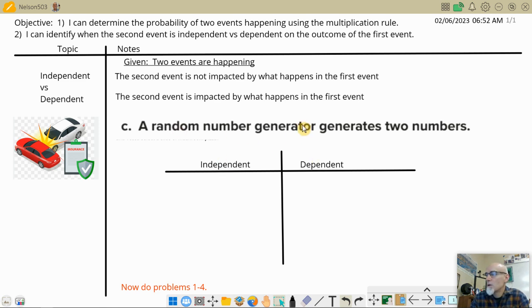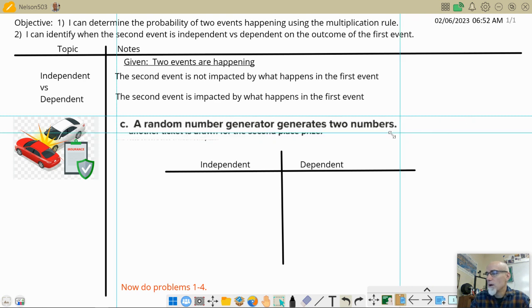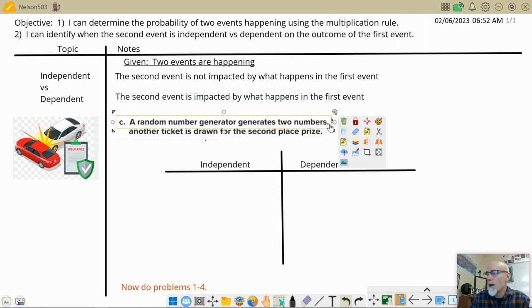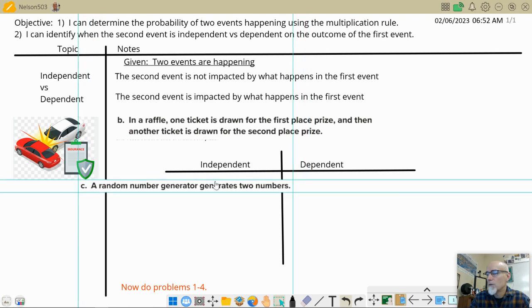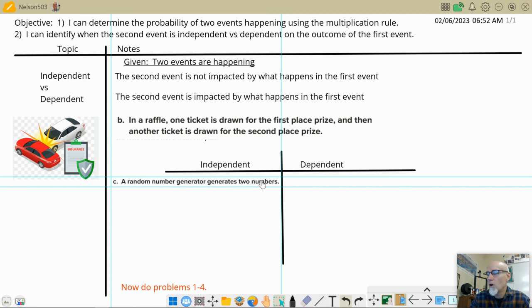Okay, a random number generator generates two numbers. Well, the second number that the computer pops out is not dependent upon what number popped out the first time. If it's a computer that's programmed well, it's just going to randomly generate numbers. So I'm going to put that in the independent column. The second number that comes out is not impacted at all by the first number.